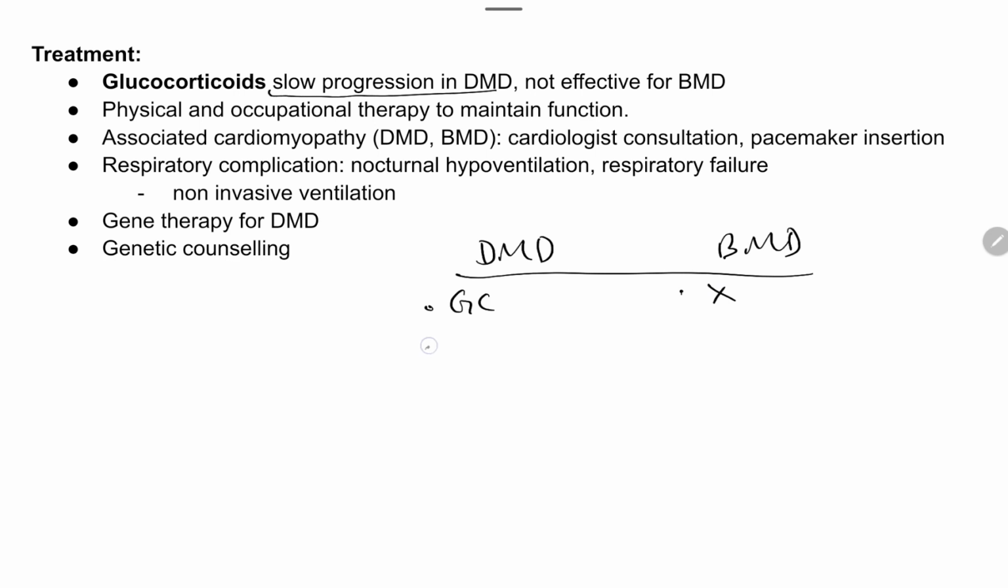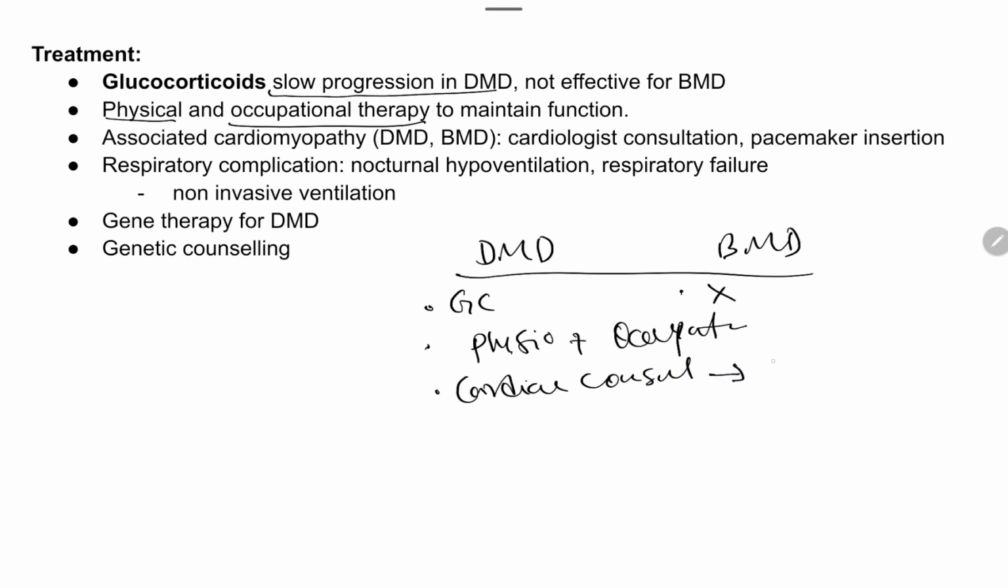In both cases, physiotherapy and occupational therapy are effective to maintain the function. In both patients, as both develop a cardiac abnormality, both need a cardiac consultation, and both may need a permanent pacemaker insertion to manage the arrhythmia.